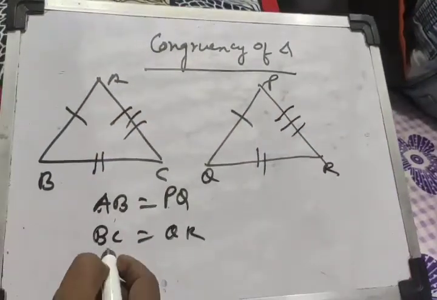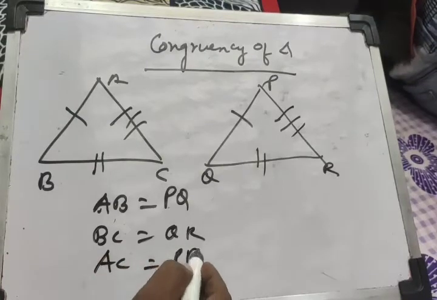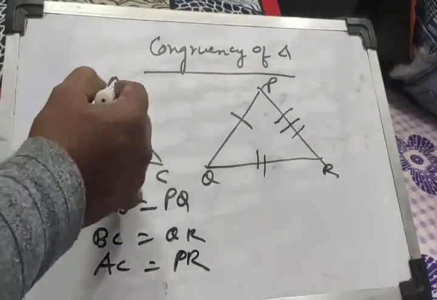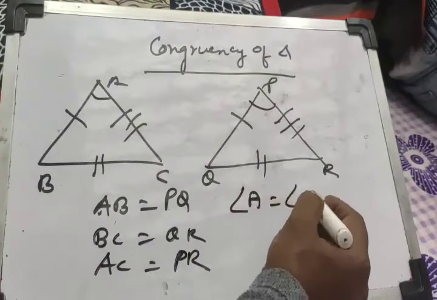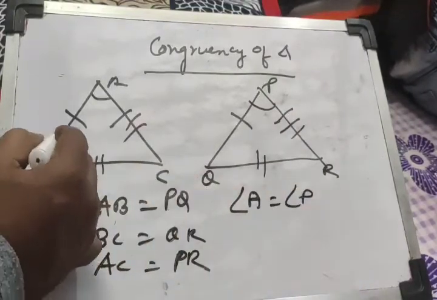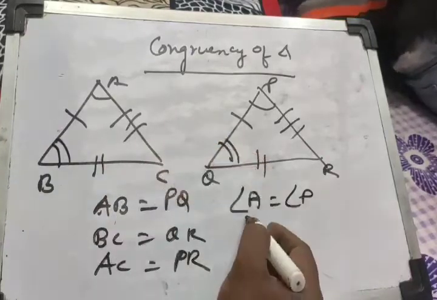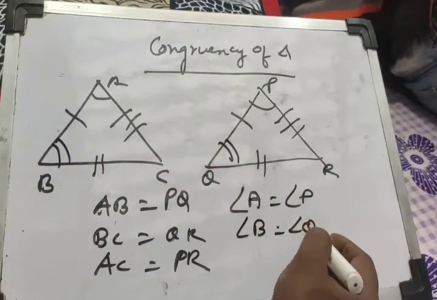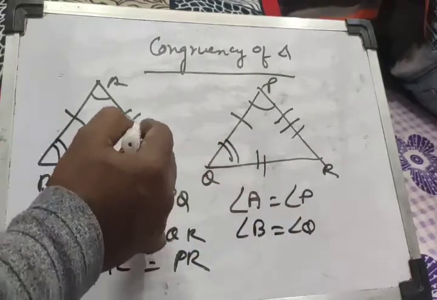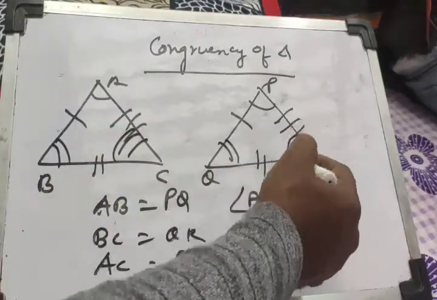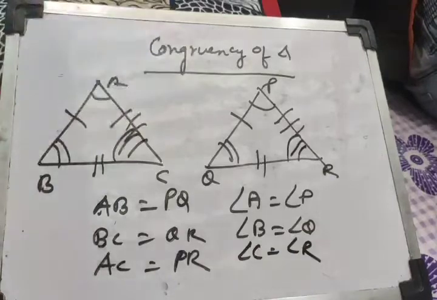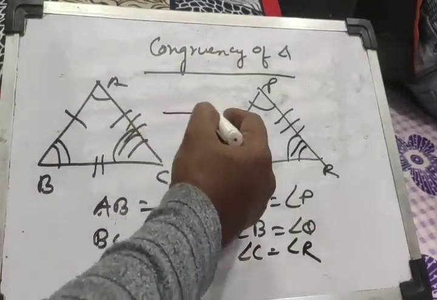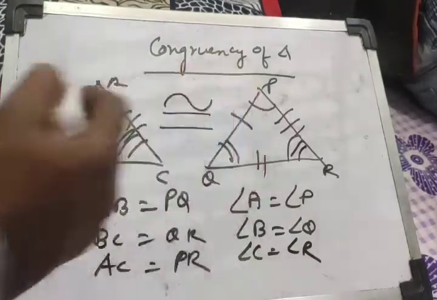As well as, the measure of angle A is equal to the measure of angle P, the measure of angle B is equal to the measure of angle Q, and the measure of angle C is equal to the measure of angle R. Then we'll say that both the triangles are congruent, and for congruency we are using this symbol.